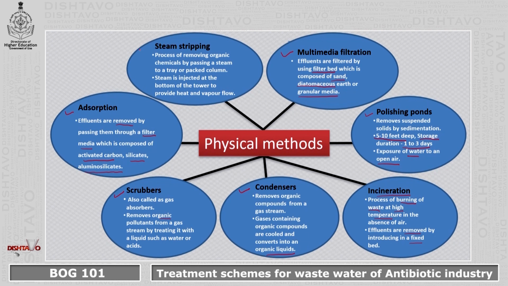The next method is steam stripping, which removes the organic pollutants from the wastewater by passing steam through a tray or packed column. During the process, the steam is injected at the bottom of the tower to provide heat and vapor flow. The combined effect of heat and vapor converts the organic material from liquid to a vapor phase.